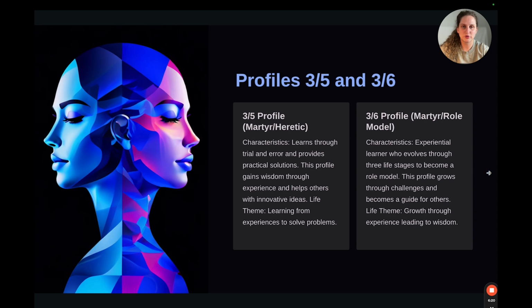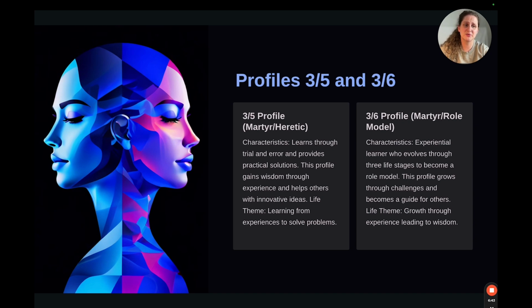The 3-5 profile and the 3-6 profile. 3-5 profile is the martyr heretic. Characteristics are learns through trial and error and provides practical solutions. This profile gains wisdom through experience and helps others with innovative ideas. Life theme is learning from experiences to solve problems.